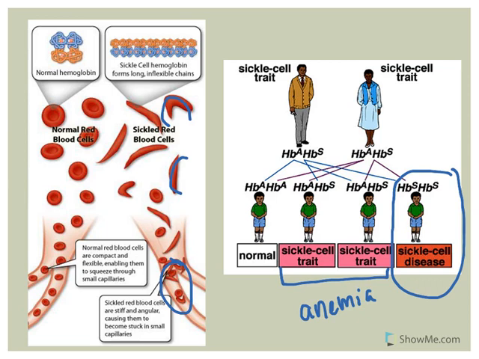It is an inherited condition, and in sickle cell trait, you're a carrier. So if you see here, the mom and dad each were carriers, and they had children, and with that, there's a 1 in 4 chance that one of their children will be born with sickle cell disease.